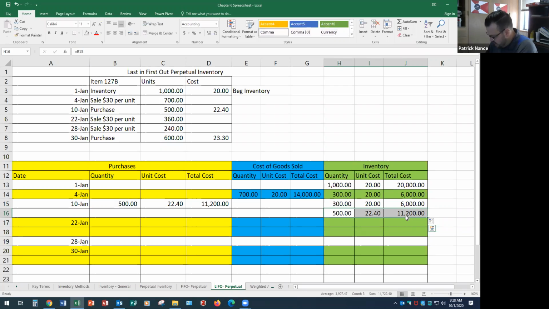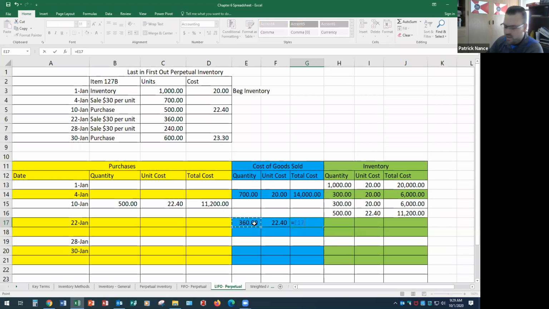Then on January 22nd, we sold 360 units. Now I am using LIFO, so I need to use the most recent purchases for my cost. So over here under cost of goods sold, I need to use the most recent, which is these 500 units here. I have enough in that layer, so I don't need to worry about going through multiple layers like I had on the prior problem. So I sold 360 units. The cost was $22.40 because I'm using the most recent purchase first, and $8,064 is my cost of goods sold.